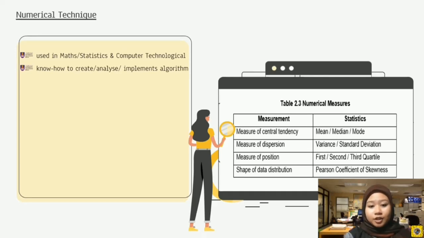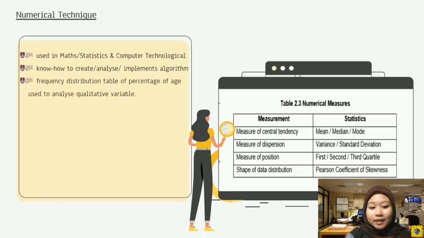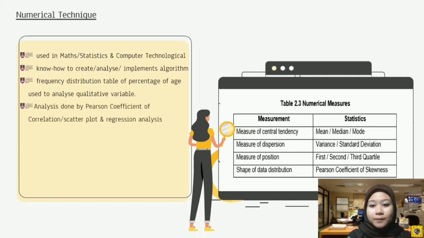The numerical measures shown in table 2.3 above are not appropriate for interpreting and analyzing qualitative variables. Hence, a frequency distribution table of the percentage of the qualitative data, which is the gender, was used to analyze the qualitative variable. Table 2.2 in the graphical technique, which I presented to you just now, represents the qualitative variable and the quantitative variables that show the dependent and independent variables used. The dependent variable is the cholesterol level of a person, while the independent variable is the age of a person.